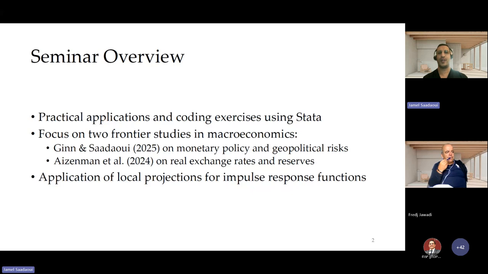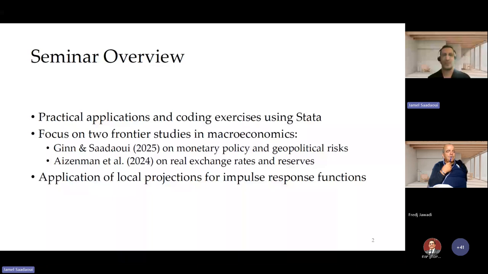What we are going to do here is to apply and learn how to estimate local projection using a very well-known software, which is Stata. But of course, you can estimate local projection with whatever kind of software. You have R, you have MATLAB, you have Go. As soon as you can do OLS estimates, you can estimate local projection, which is a very nice thing.